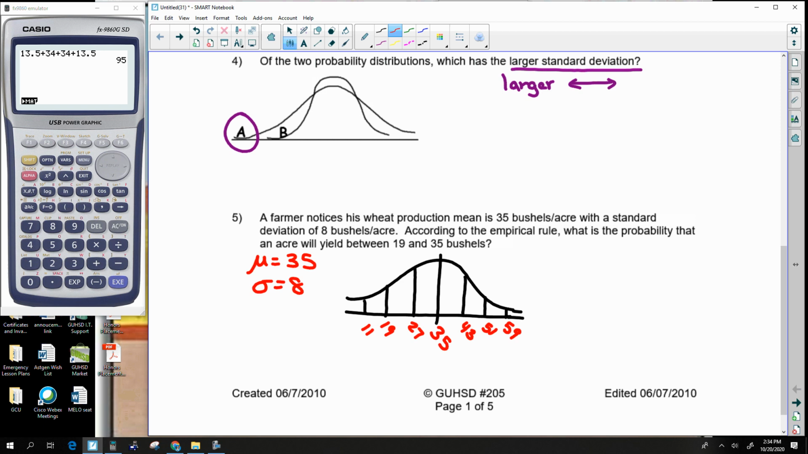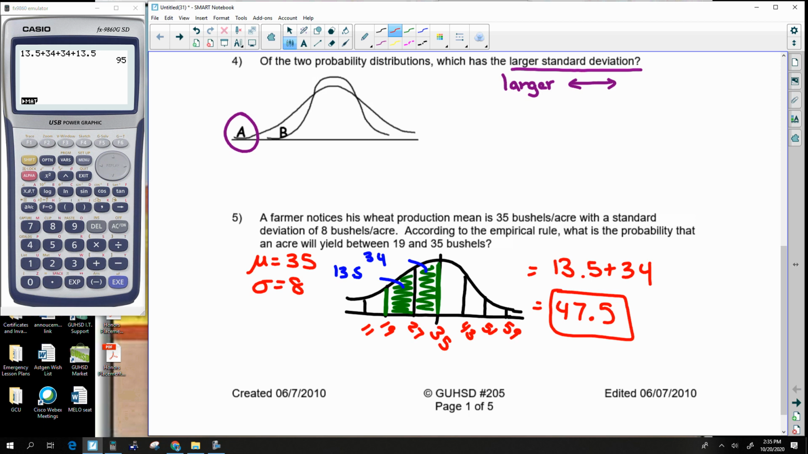This particular problem wants to know the probability, the area between 19 and 35. So 19 all the way up to 35 would involve this bar, and it would also involve this bar. Knowing the empirical rule, the one to the left is 13.5, and the one more in the middle is 34. So in this situation, it would be the combination of 13.5 and 34, which is going to be 47.5%.